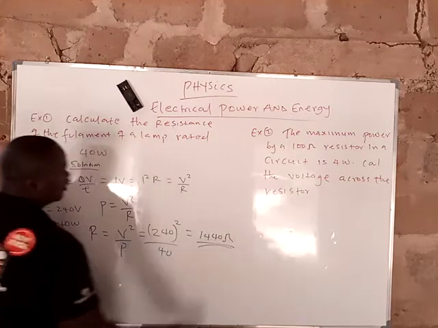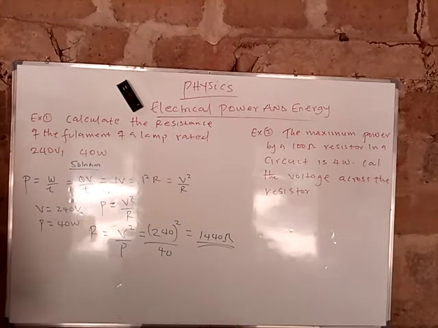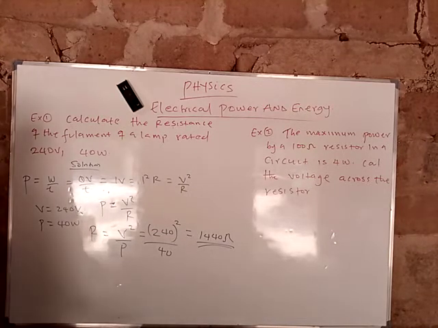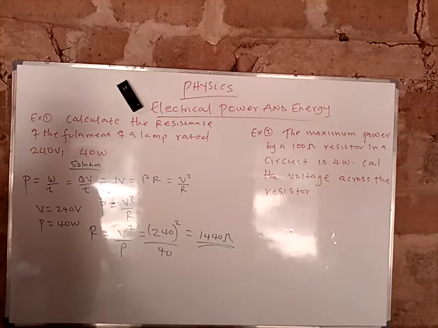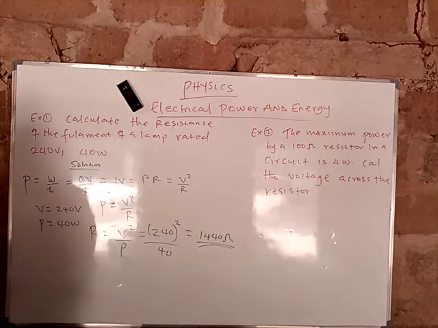Remember, the SI unit of resistance is ohms. The SI unit of current is ampere. The SI unit of energy, we already said, is joules. Please note that very well.